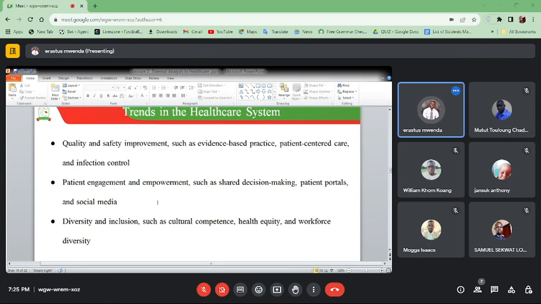And finally, on the trends, is in matters of diversity and inclusion, where we bring in the aspects of cultural competence, health equity, and workforce diversity, where we need to have a differently qualified workforce of healthcare professionals or employees, so that we can push our services to the next level.